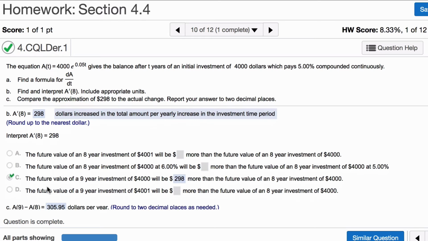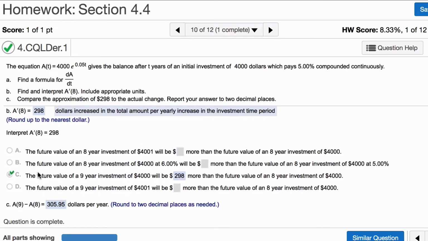Now, for the choices here, the 8th would not have been correct because we're talking about 1 year ahead. So here we have the future value of a 9 year. And again, we're talking about the initial investment, 4,000, that does not increase by $1, like it seems right here. And it would be 298 more. I think part C is the only correct answer here.